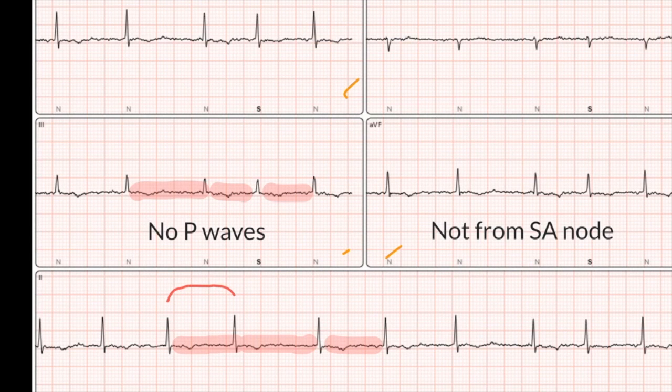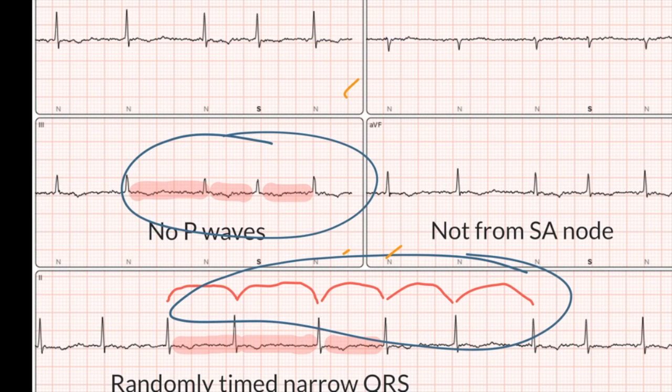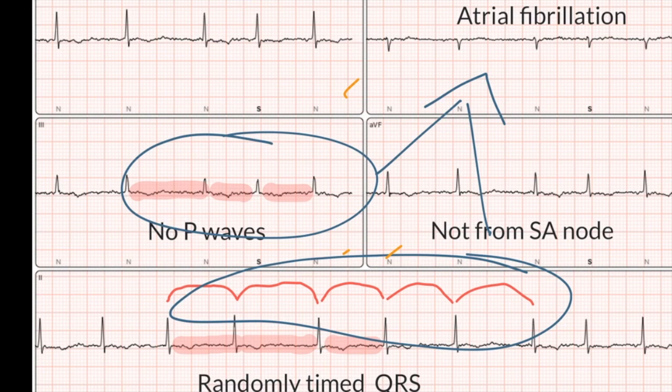And what we find there is irregular RR intervals. In other words, no RR interval is the same. There's no pattern, no regularity of those intervals, which means it's a random summation of depolarization. And with no P waves and random RR intervals, then we can add those two together to diagnose atrial fibrillation.